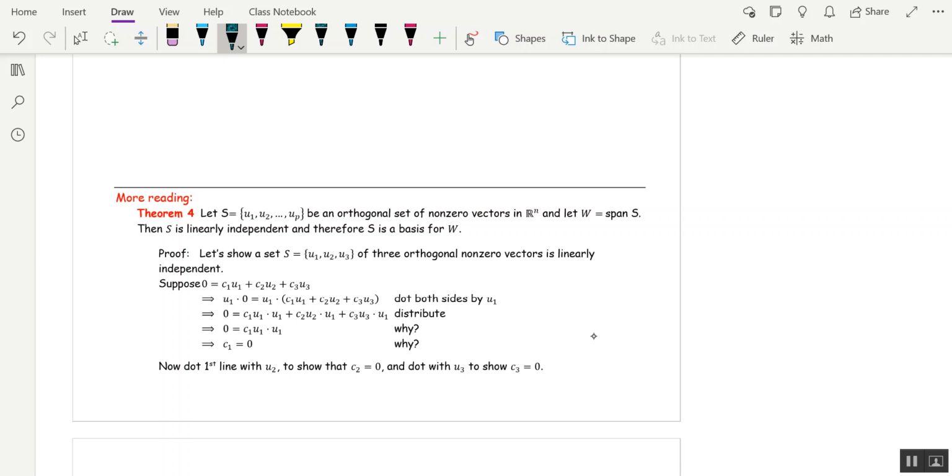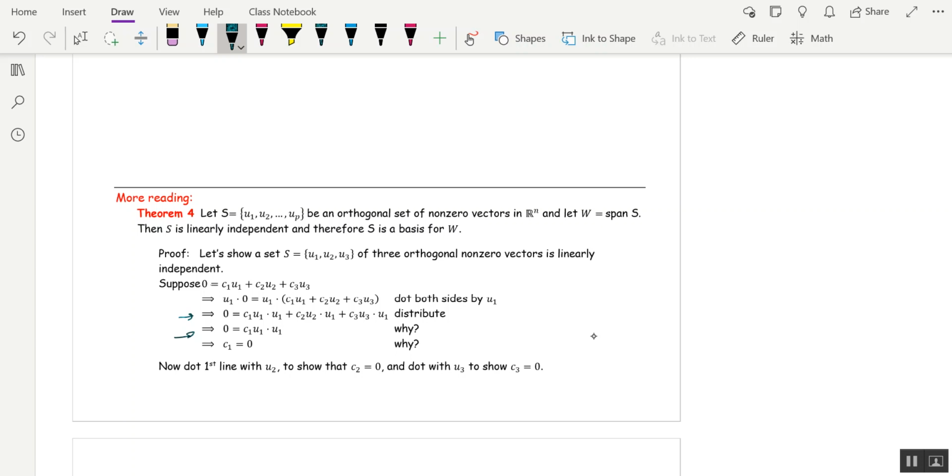So what you want to show is that, by the definition, if a linear combination of those vectors is equal to 0, then that means all the coefficients C1, C2, and C3 have to be 0. And so what you do is you start by dotting both sides of this equation with u1. And then distribute, and then I say that this equation here implies this one, and I say why? Well, it's because by supposition, u1.u2 is 0 and u1.u3 is 0 because the vectors are orthogonal. So the only guy that lives is C1 u1.u1.